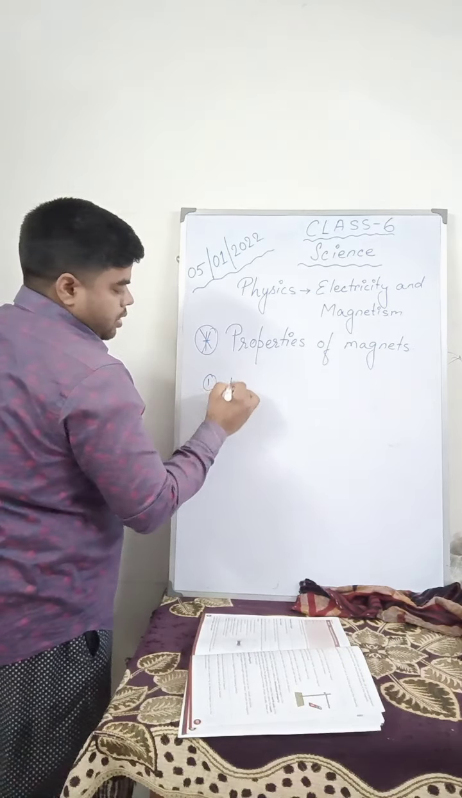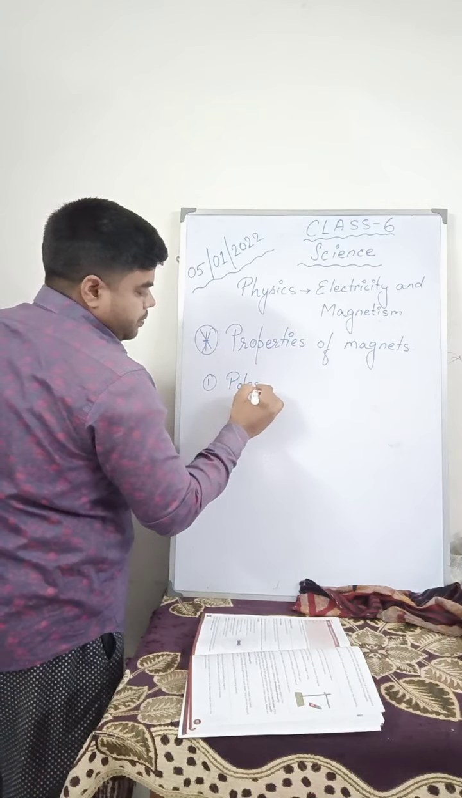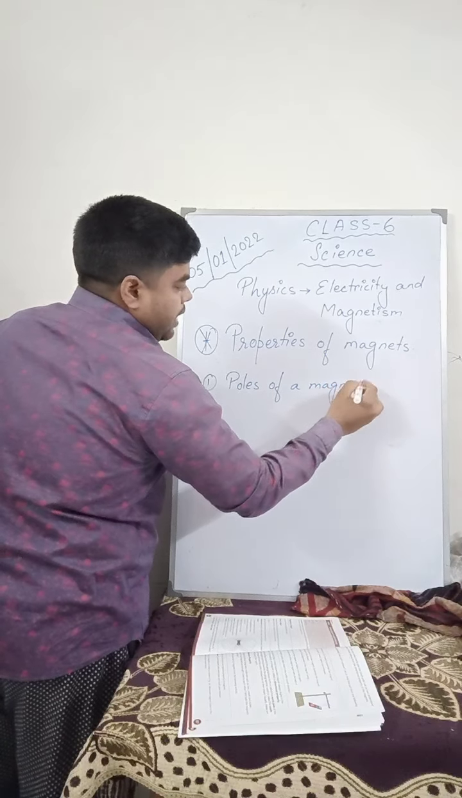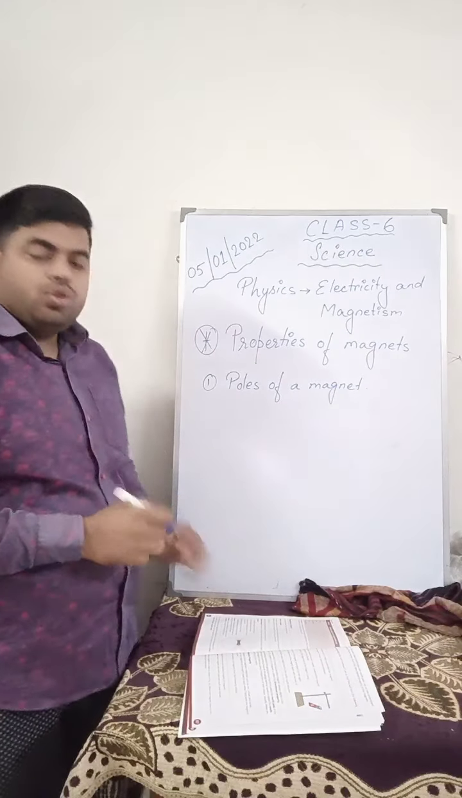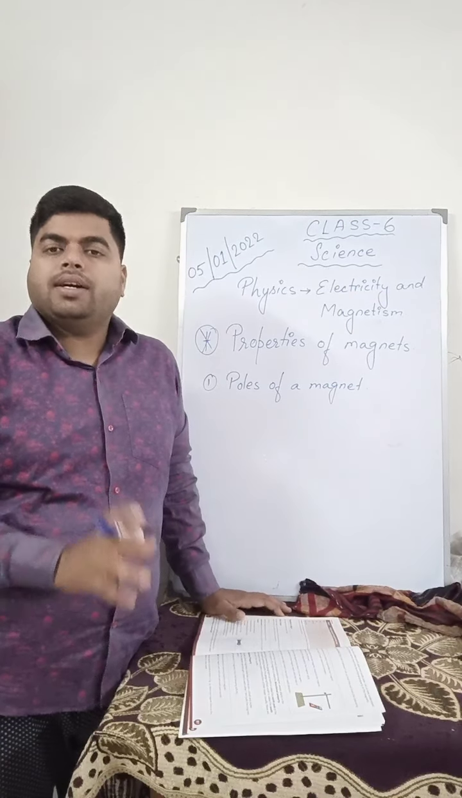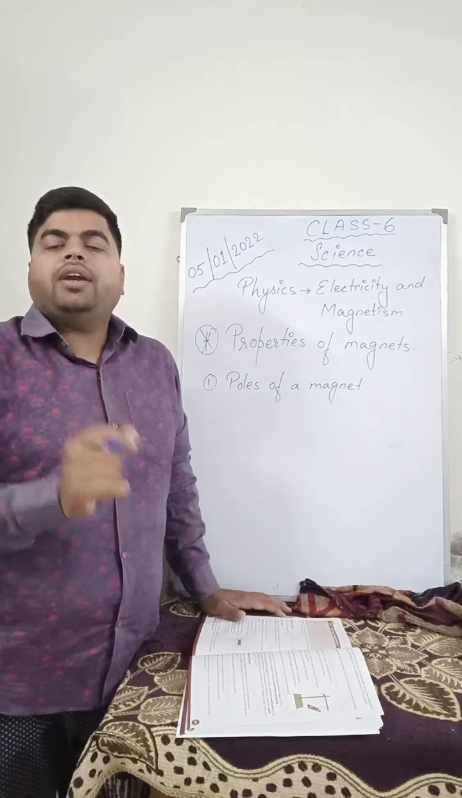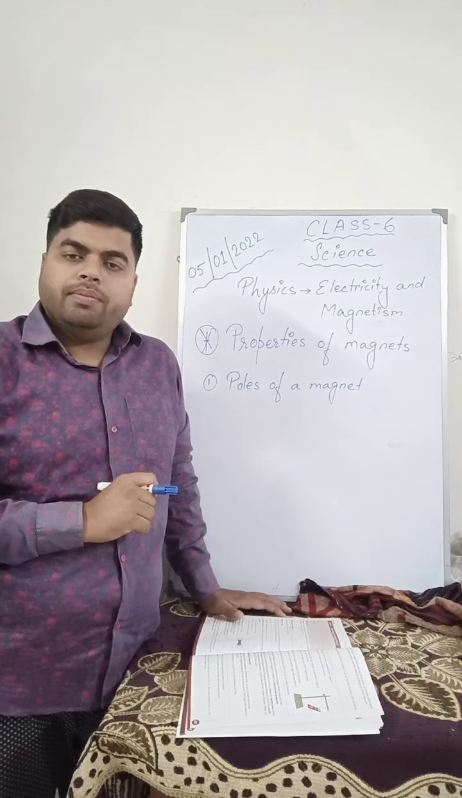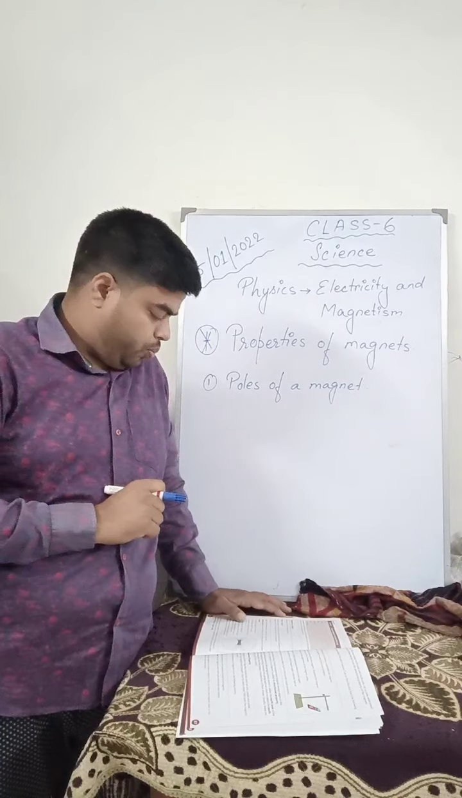Number one, poles of a magnet. That means a magnet has two poles, that is north pole and south pole. The two ends of the magnet have two poles, those are north pole and south pole.